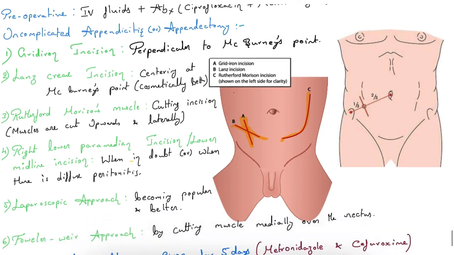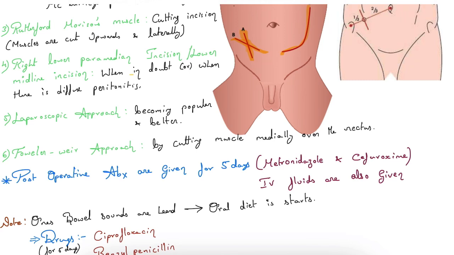Next one, laparoscopic approach. Nowadays the laparoscopic approach is mostly popular, and we mostly do laparoscopic surgeries. Next one, the Fowler-Weir approach, by cutting the muscle medially over the rectus.